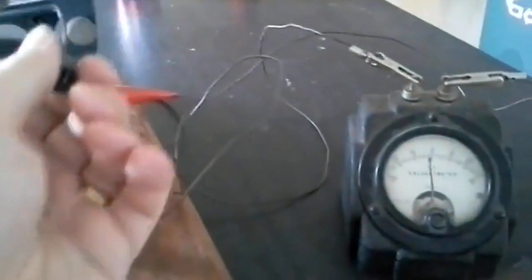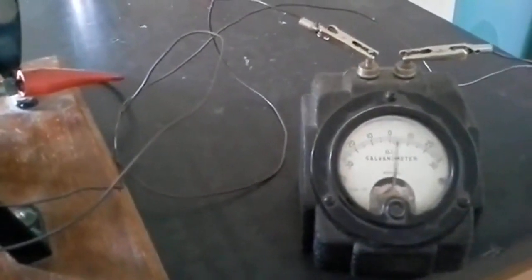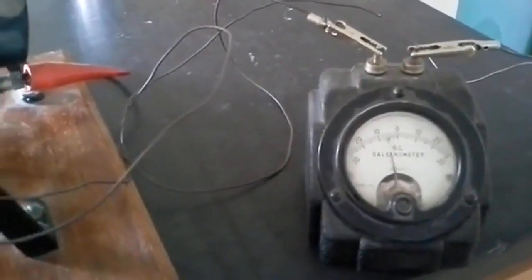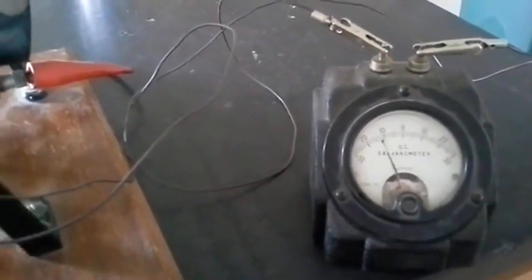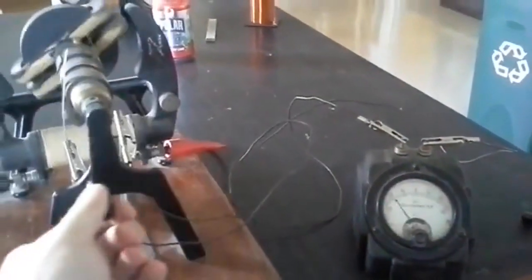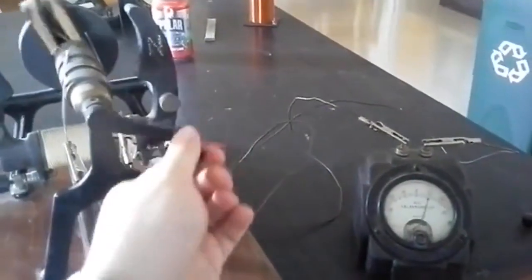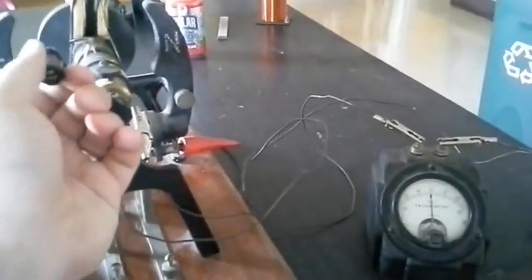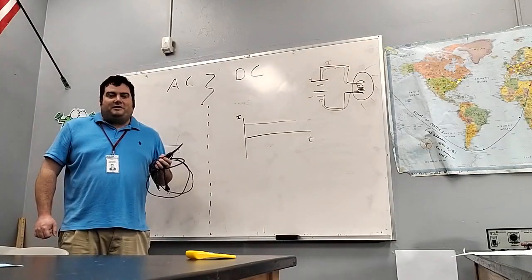But watch the galvanometer. Something really interesting happens. It's alternating. It goes back, forth, back, forth. But I'm still cranking in the same direction. So what I'm making is an alternating current. So now you know part of the story.